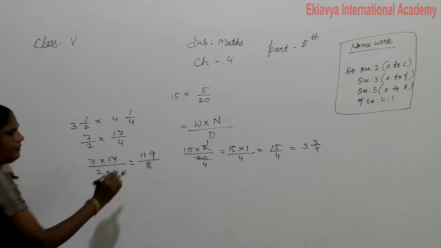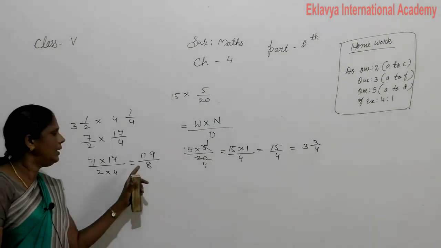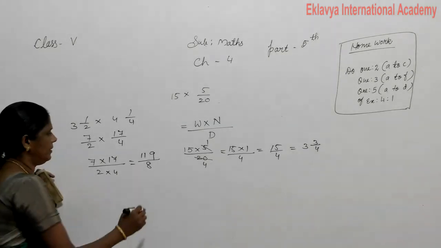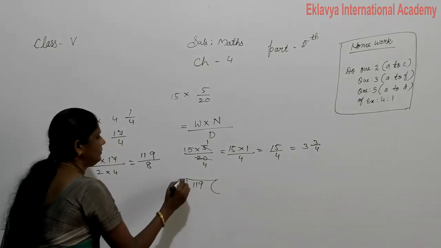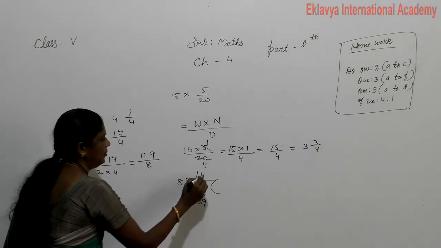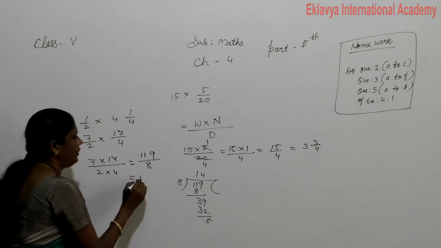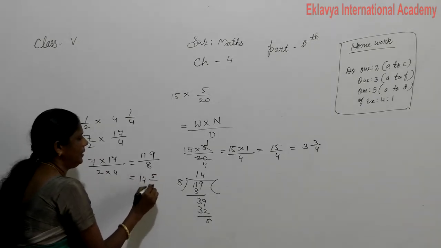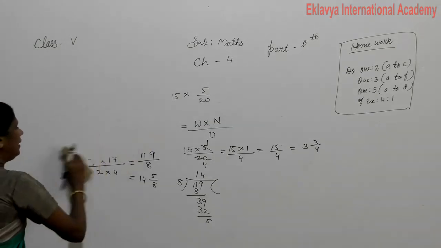Then 8. Which fraction is this? Improper, so you convert improper into mixed. Then first you divide, and the answer is 14 5 by 8. Understand? Next, find the value.